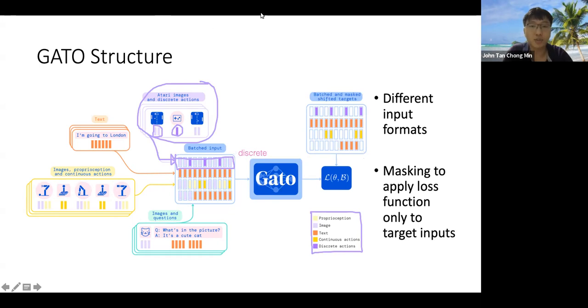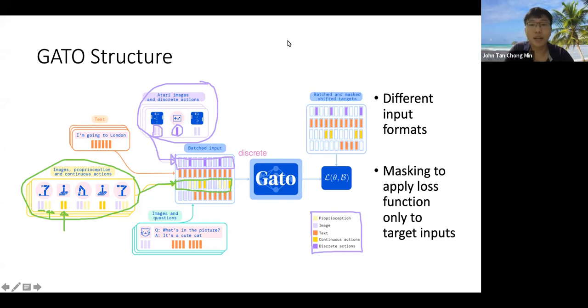Then we also have another stream of inputs. This stream is for proprioception and continuous actions. Let me use a different color. This one over here, again, you can take in images, and then you have proprioception. Proprioception is basically your joints: how much to move, what angle, and so on. And then your continuous action will be like, move your right arm by 20 degrees. So the proprioception is like the state of the arms and legs of your robot. You can have this whole thing here as another series of inputs.